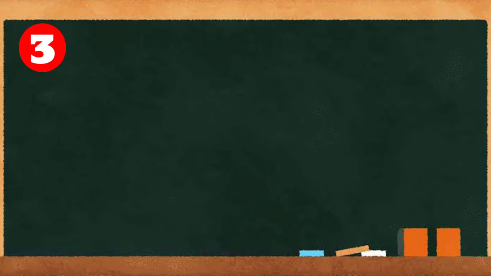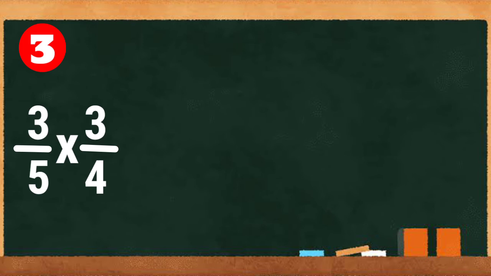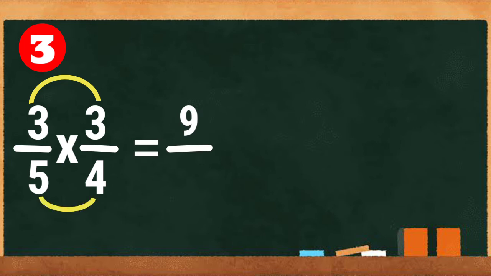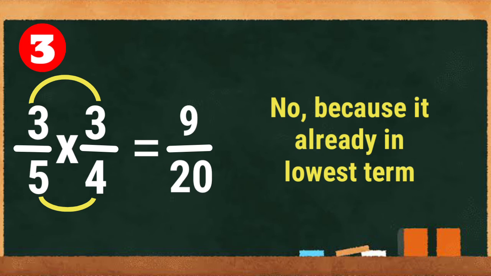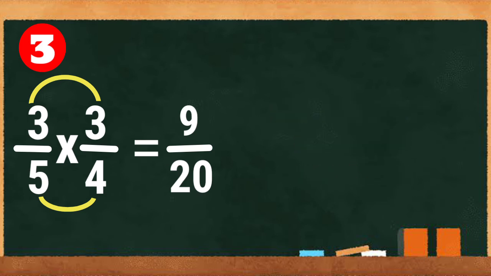So let's have number 3. 3/5 times 3/4. So we have to multiply the numerators, which are 3 and 3. So 3 times 3 is 9. Step number 2, multiply the denominators. So 5 times 4 equals 20. So your answer is 9 over 20. Can we simplify it? The answer is no. So your final answer is 9 over 20.